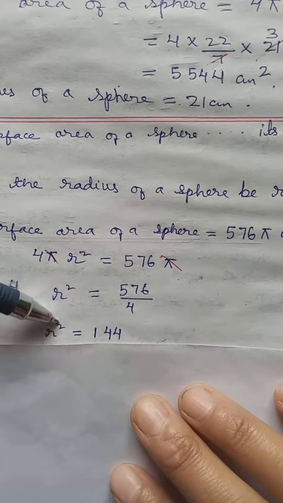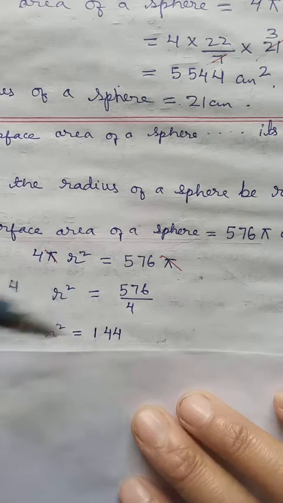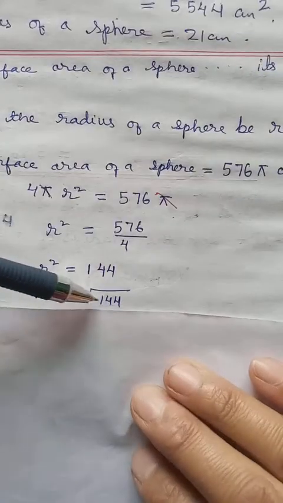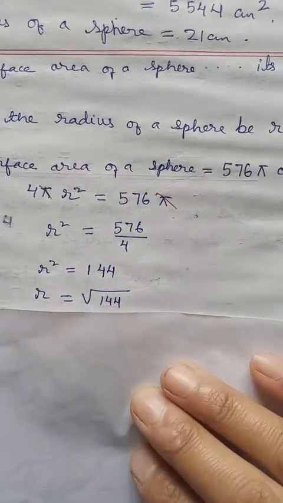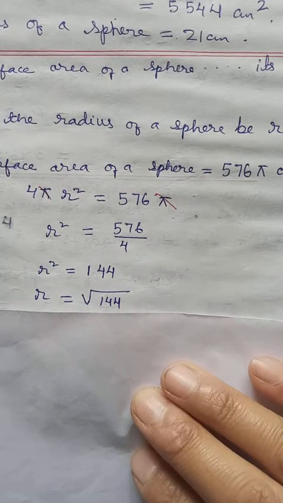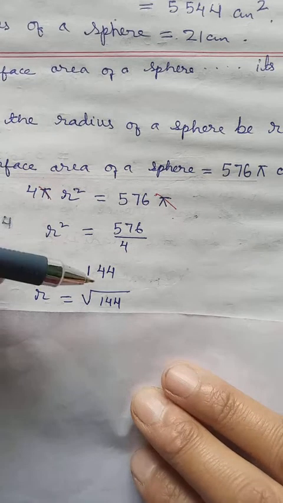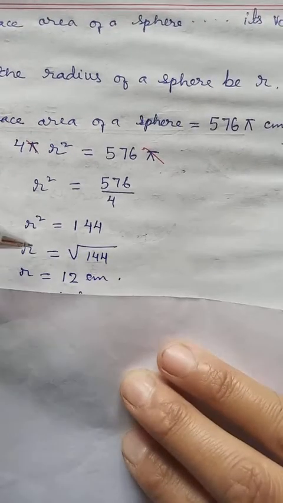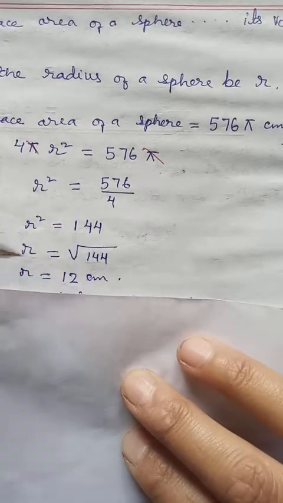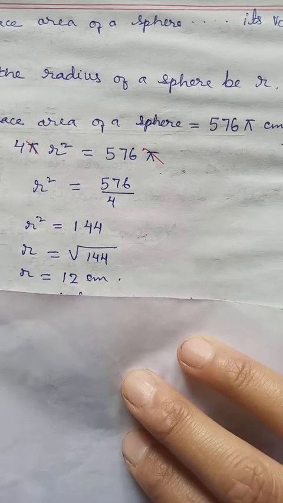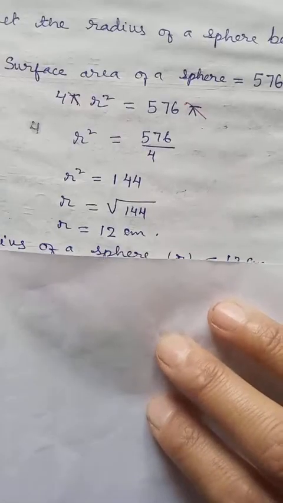How to remove the square? We put square root this side, so that's why r will be square root of 144. 144 is a perfect square. We know that 12 into 12 will be 144. So that means r equal to 12 centimeter. Now we get the radius. Next, our aim is to find the volume of sphere.